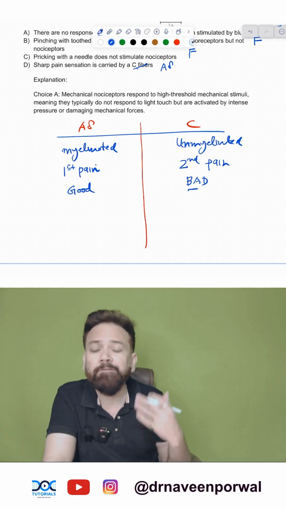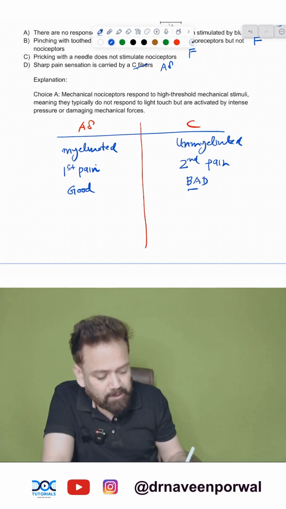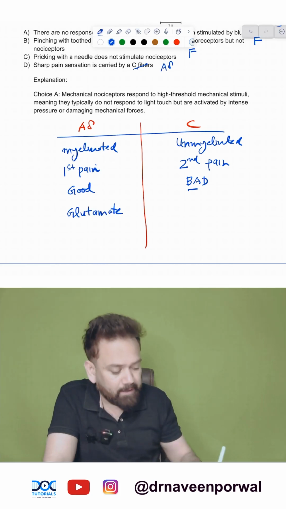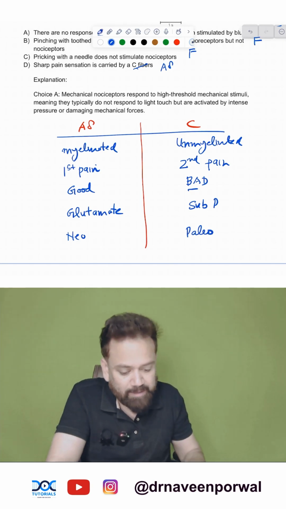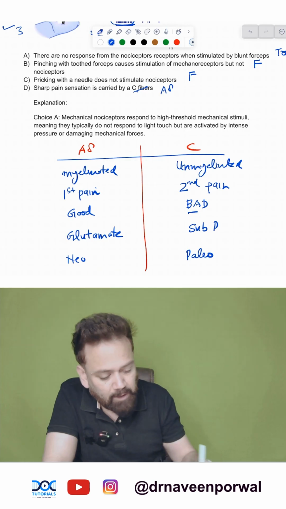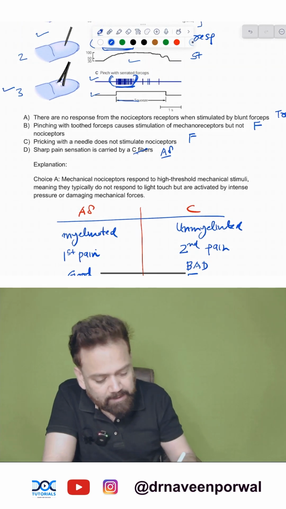It is dull, diffuse, psychological. The neurotransmitter for A delta is glutamate, and here it is substance P. It is the neospinothalamic tract, and this is the paleospinothalamic tract. So sharp pain is carried by A delta, not C. So we can see the correct answer is A.